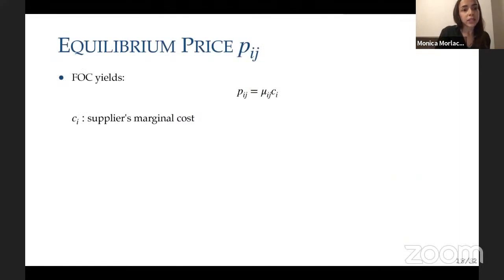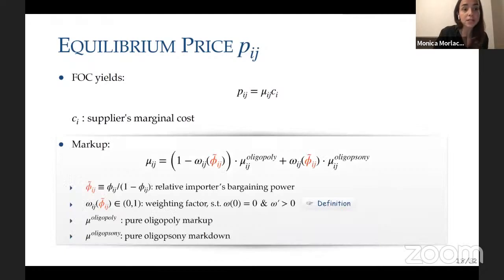Okay, so getting to the main theoretical result, we show that the first order condition yields a standard equation for prices as a markup over the supplier's marginal cost. Importantly, the markup has a very tractable analytical form, which is a weighted average between a pure oligopoly markup and a pure oligopsony markup. The phi tilde here is defined as the relative importer's bargaining power, the bargaining power of the importer divided by the bargaining power of the exporters. As the relative bargaining power of the importer increases, the omega share increases and the markup converges to the pure oligopsony markup. I'm now going to describe each of these terms individually, starting from these specific cases to fix ideas with models that we may know better.